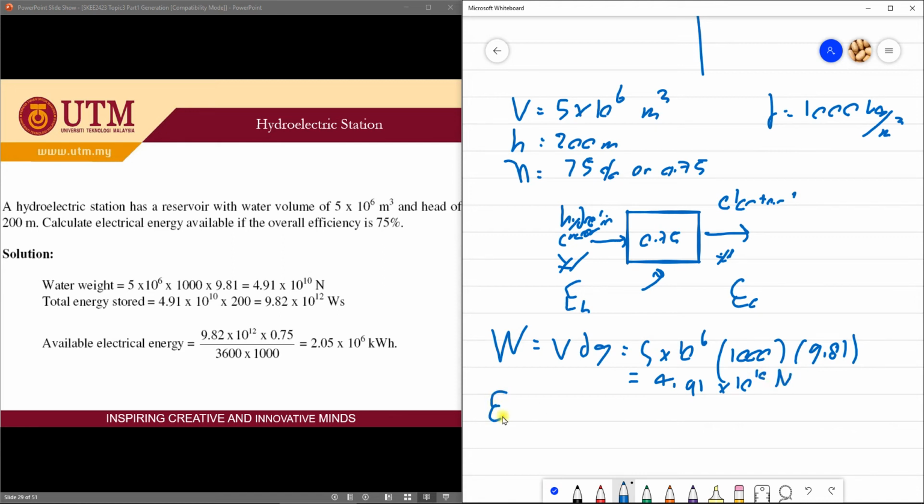Okay, so the total energy stored in the water, E hydro, is equal to weight multiplied by head. So 4.91 multiplied by 10 power of 10, multiplied by the water head, 200 meter. So you get 9.82 multiplied by 10 power of 12 watt second. Not watt per second, watt second.